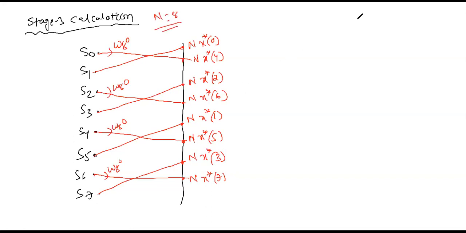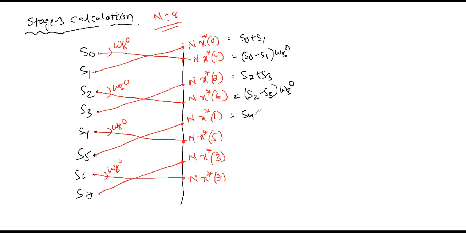Now we'll write the equations. Equations are very simple here. Okay, direct. It is S0 plus S1, and this is S0 minus S1 multiplied by the twiddle factor omega at 0. Same here, S2 plus S3, and S2 minus S3 multiplied by the twiddle factor.